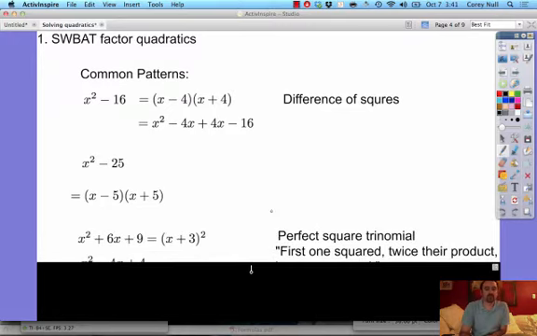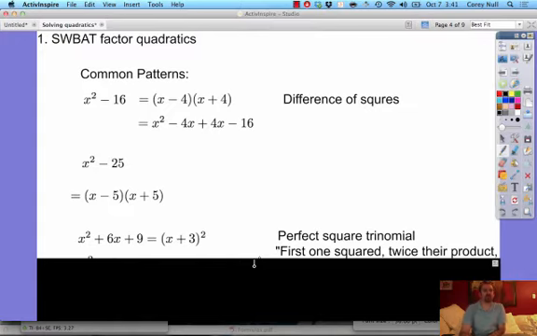Okay, your next common pattern is the perfect square trinomial. Now, I frankly never remember what it's called, but this is how I think about the perfect square trinomial.